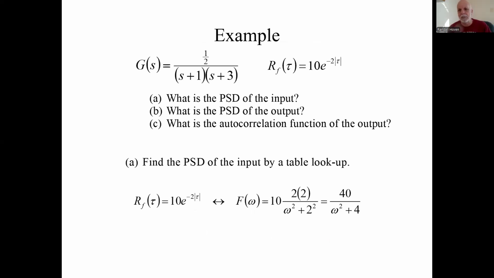We'll get to an example next time, which is kind of where the real meat of this is. All we're really going to do in this course is look at these autocorrelation functions and power spectral densities. I'll do the example in the next video.